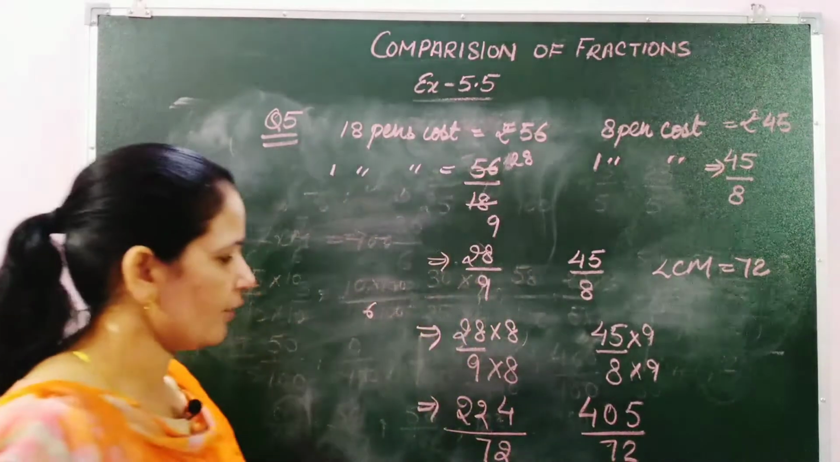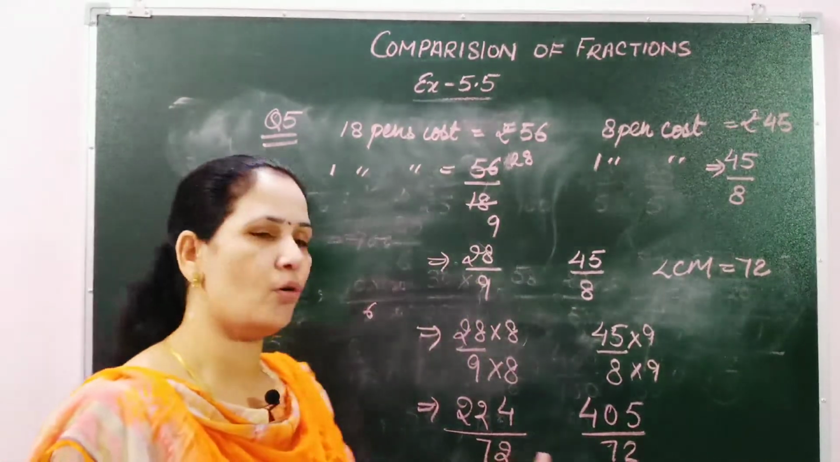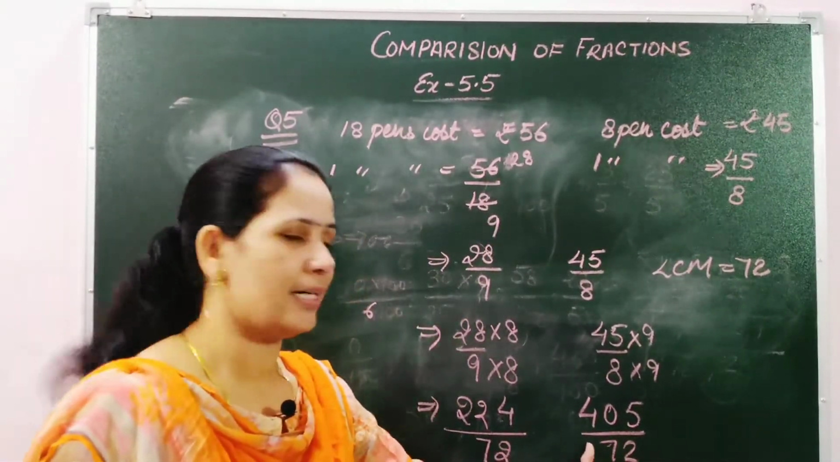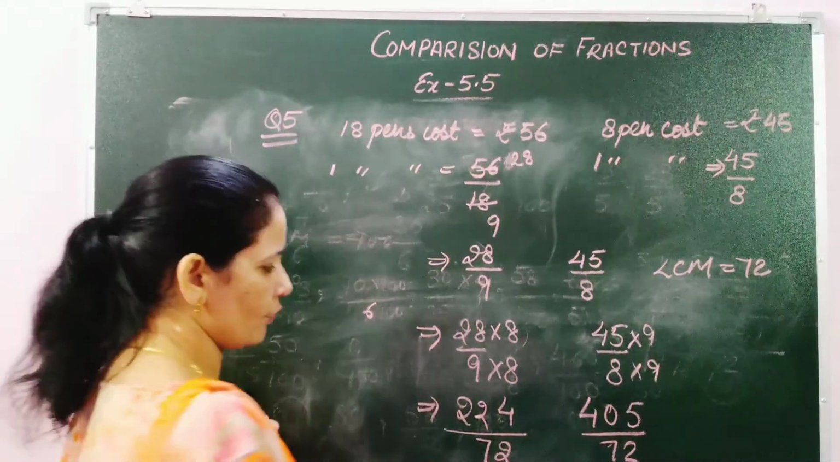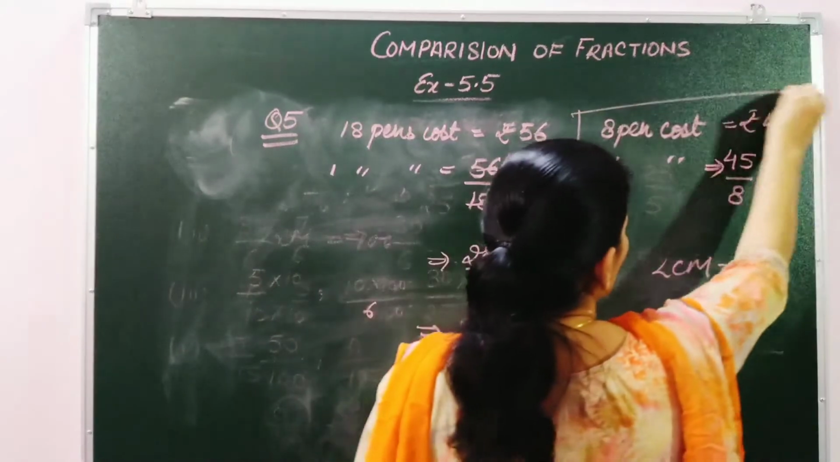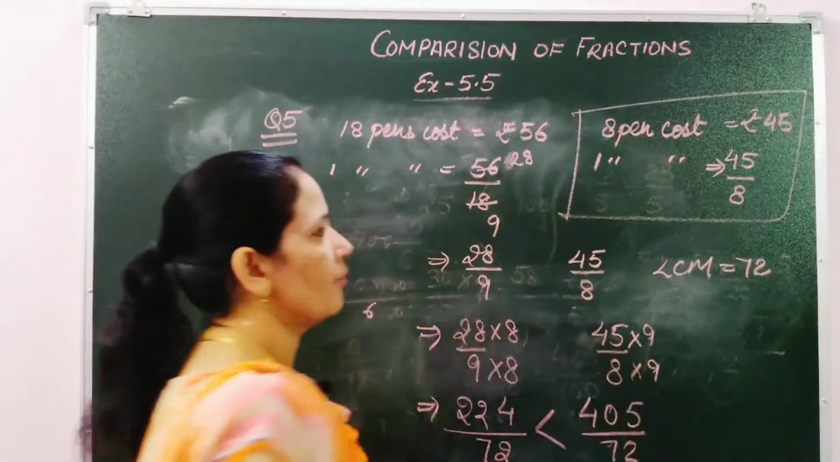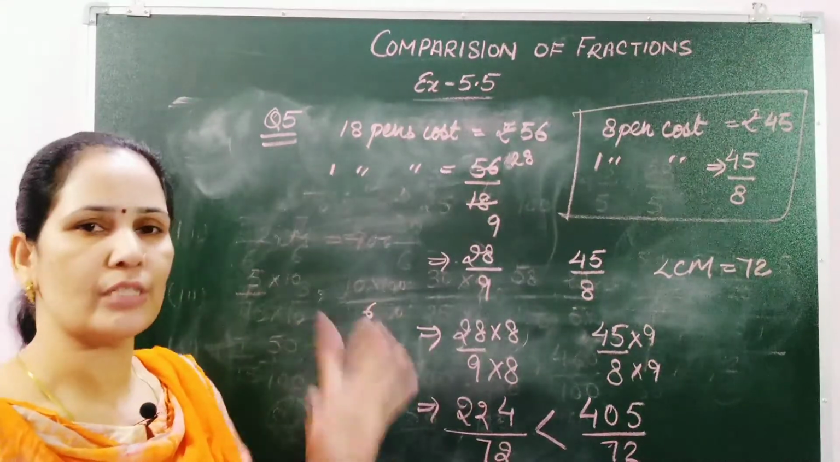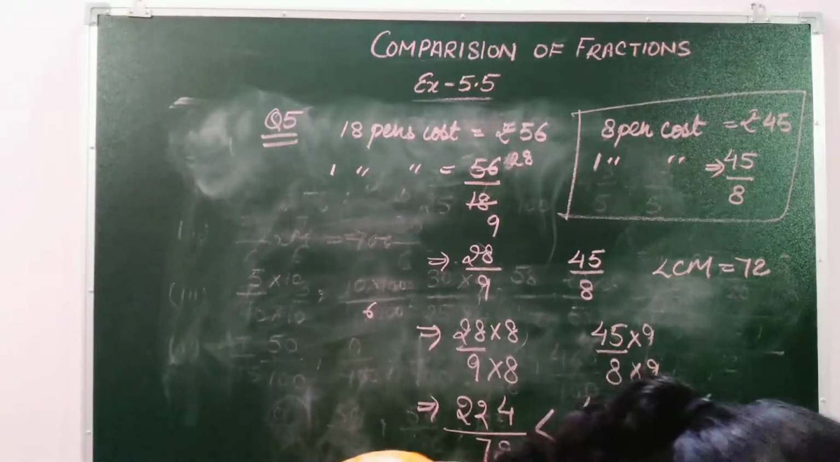So students, if we compare whose price is more, this pen is priced more than the first one. So we can say this is the costly one, this pen is costlier than the first one. Understood how to compare this one?